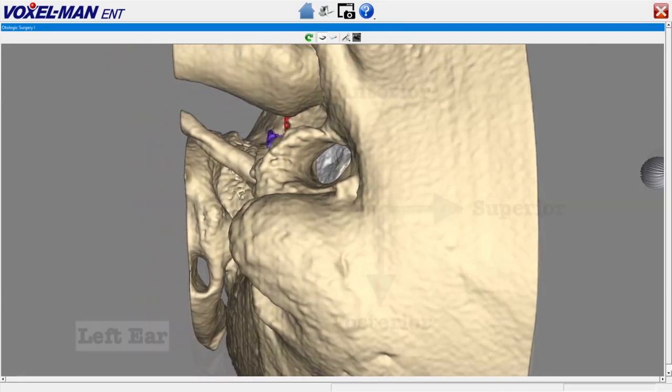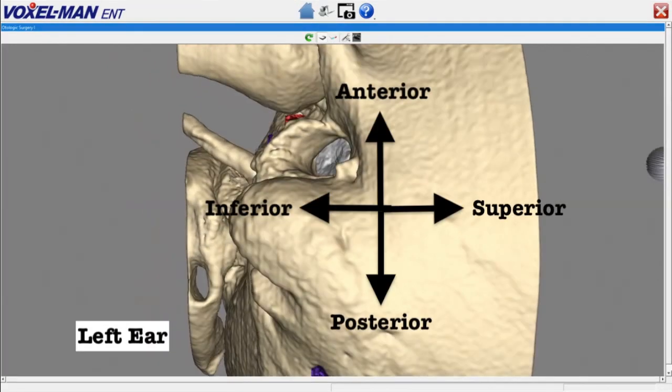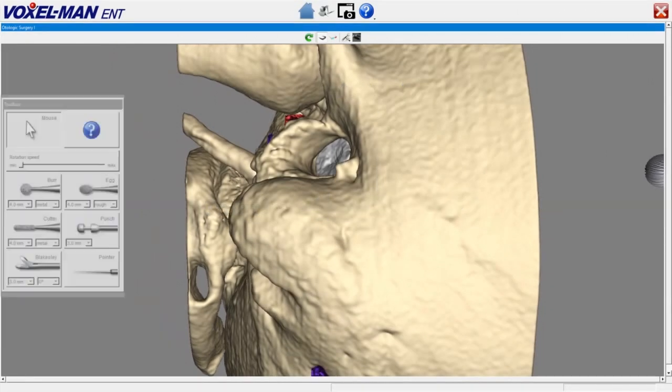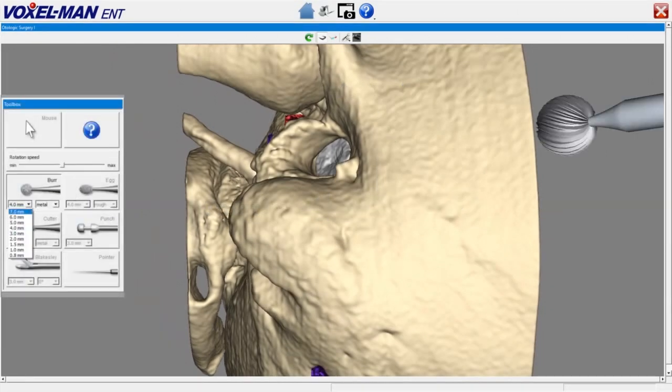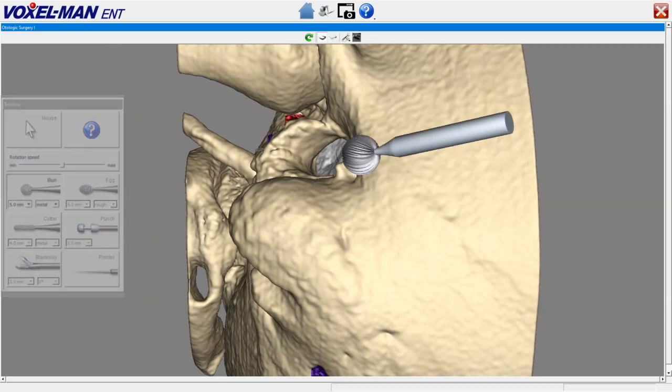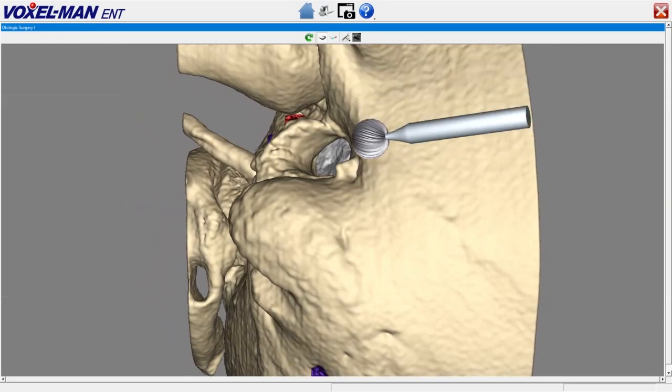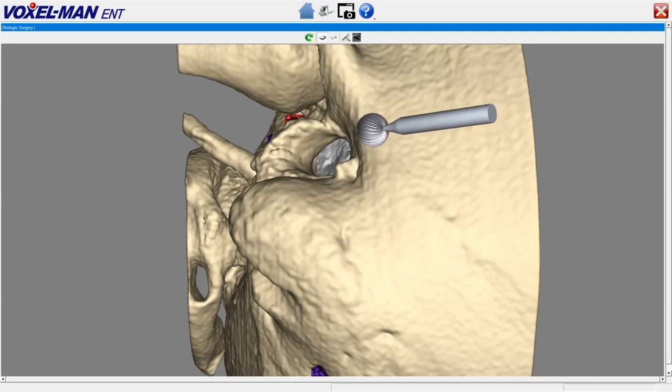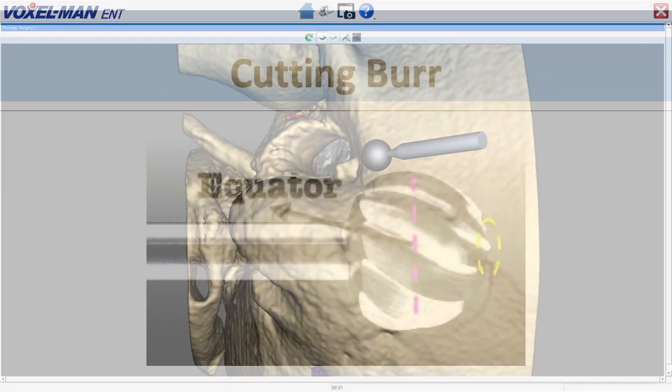Here you can see the left temporal bone in the surgical position. To begin, select a large size cutting burr, typically 5 or 6 mm. This ensures fast, efficient bone removal to progress the dissection quickly without tiring you out, thereby reserving time and energy for the more delicate, deeper dissection.